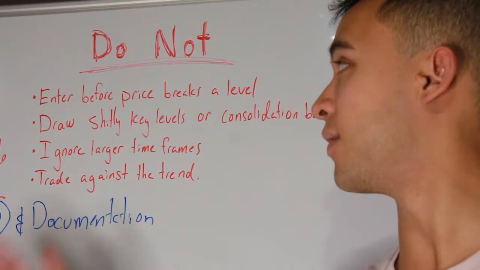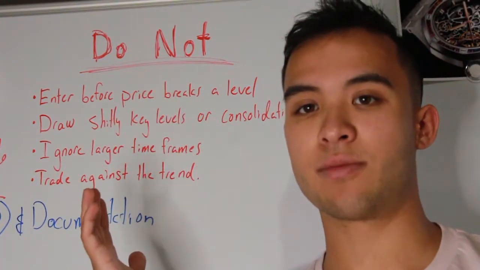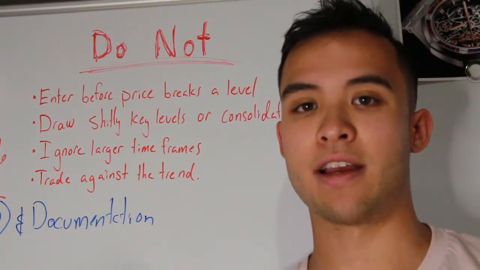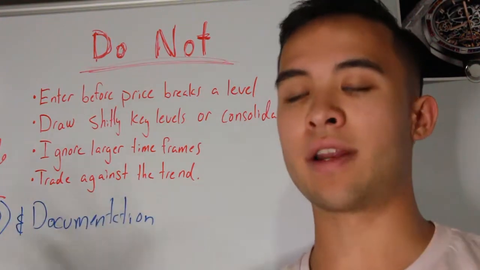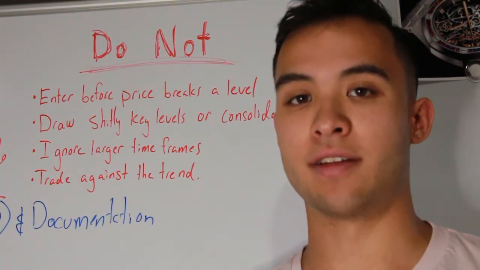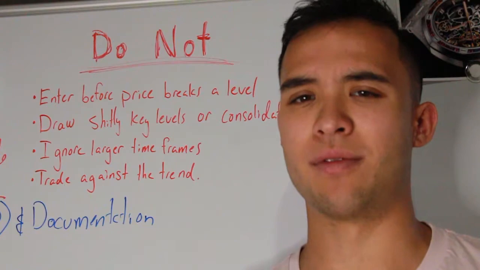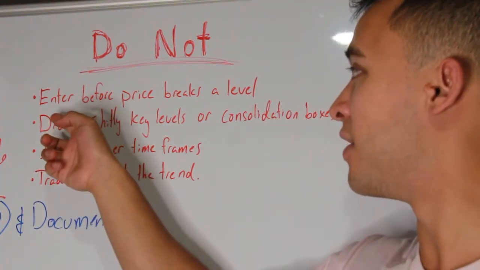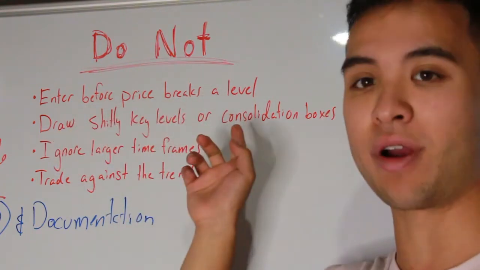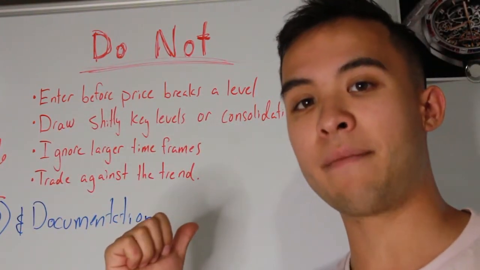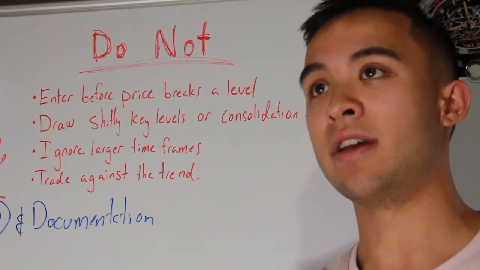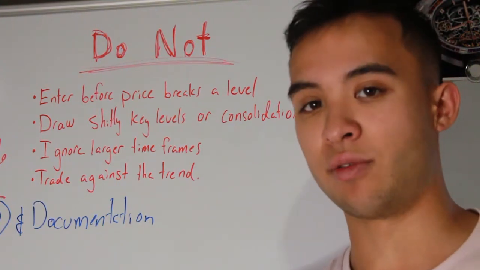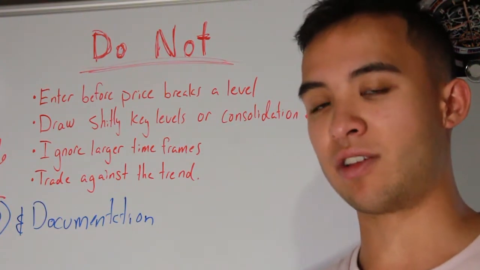So up here I have a few do nots. These are mistakes which I've previously made in the past and just wanted to write it down so that before my trades I can talk about them, or just look at them to make sure I'm not doing these things. So first I have, do not enter a price before it breaks a level. So as you saw earlier, a trade when price breaks a channel, breaks a horizontal level, or breaks a consolidation box.